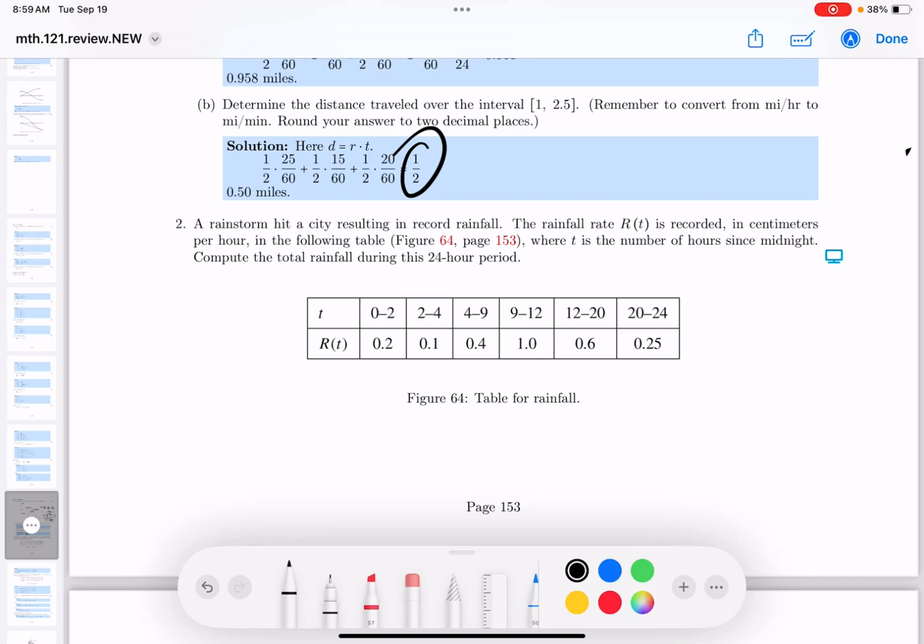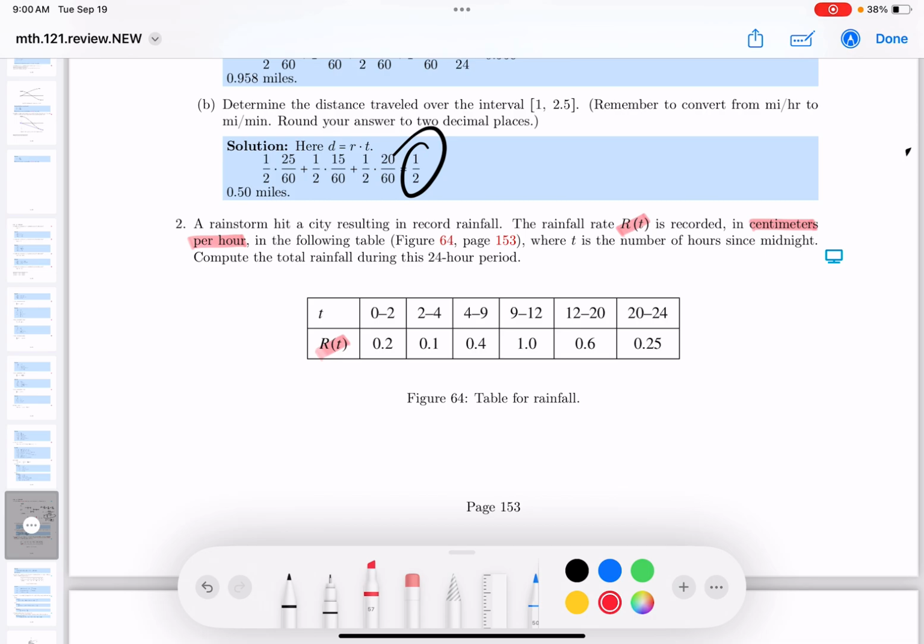Okay, one is just to read and understand what you've read. So, a rainstorm hits the city, resulting in record rainfall. The rainfall rate, RT, is recorded in centimeters per hour. All right? So again, I would concentrate on that RT, the unit on it is centimeters per hour. And it's good to know the units of these things over here.